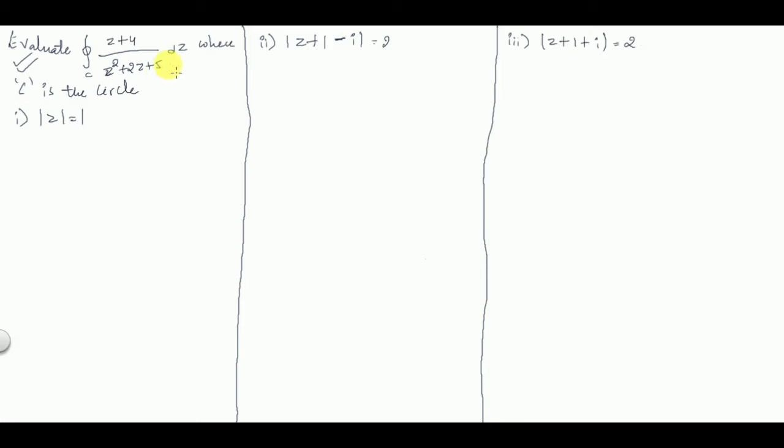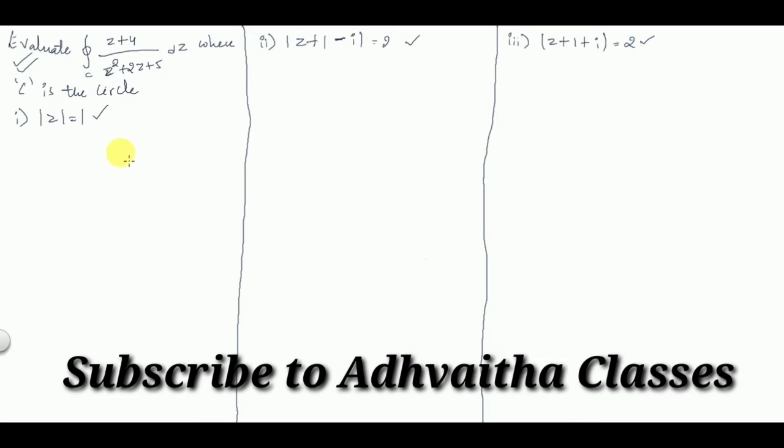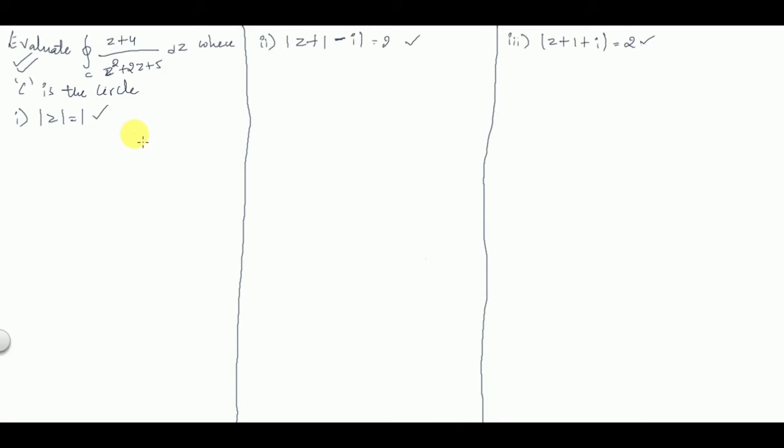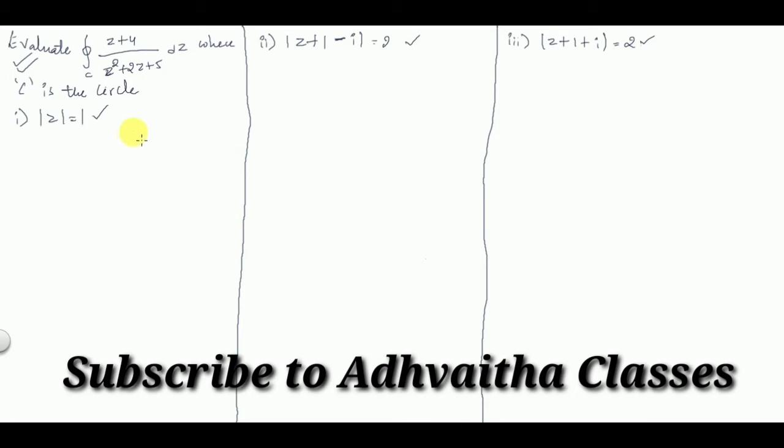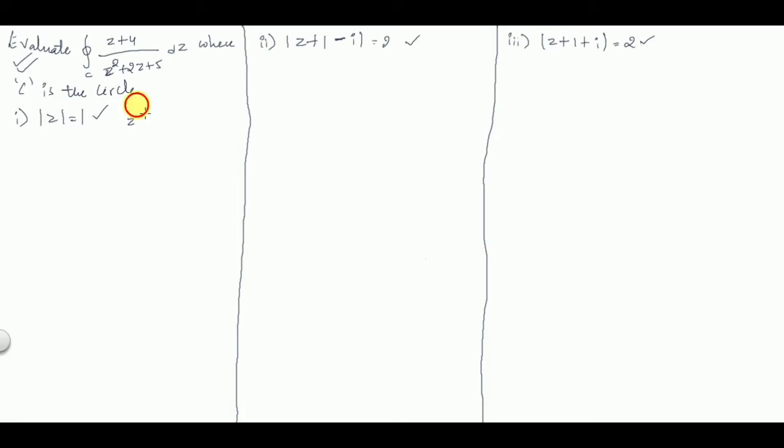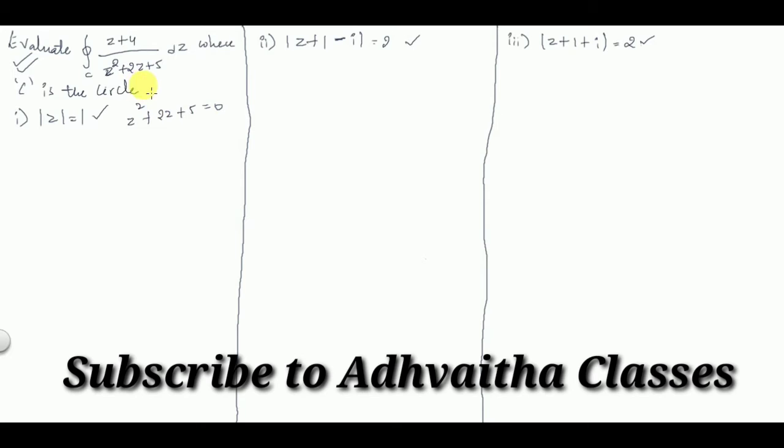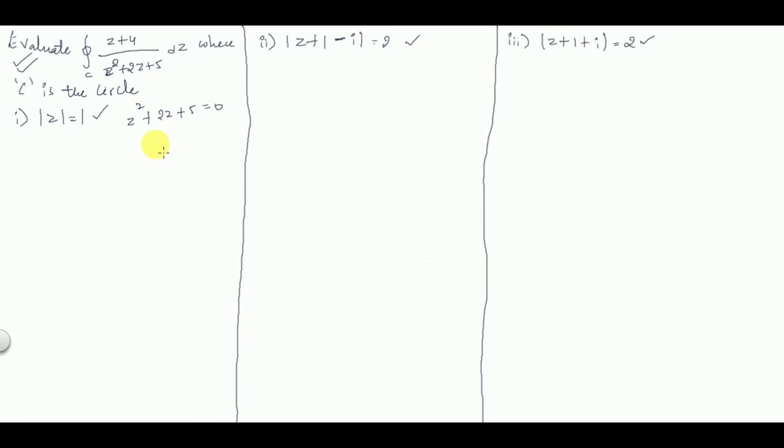Evaluate the integral of (z plus 4) by (z square plus 2z plus 5) dz, where C is the circle. In the first problem it was |z| = 3, the second problem is this, and the third problem is this. Whatever the problem may be, the first thing you have to do in order to evaluate the integral is find the singularities. So finding singularities: z square plus 2z plus 5 is equal to 0. Just equate the denominator to 0.